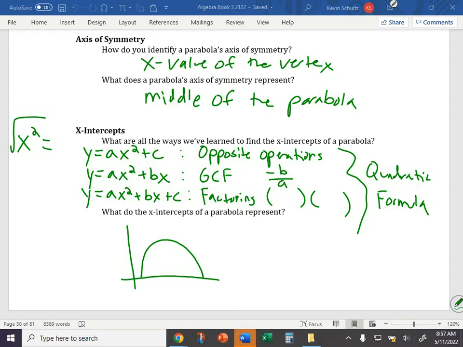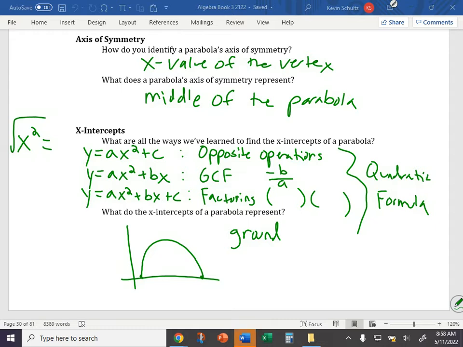Starting and ending point. There was a question in CO60 about kicking a soccer ball. Where does a soccer ball start usually when you kick it? On the ground, right? Where does it usually land? On the ground. So the x-intercepts, in that case, would represent where the ball starts, the path of your kick, and where the ball lands. So x-intercepts often represent the ground in the context of a parabola.